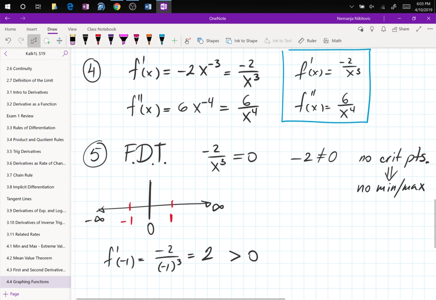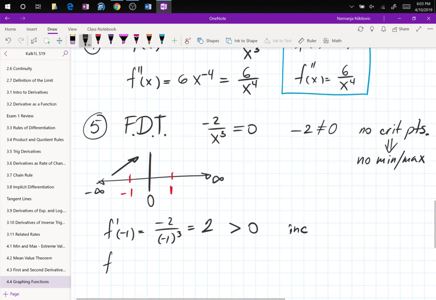And I have immediately increase, actually arrow up. I should put increase over here. There we go. Then I calculate the first derivative at 1, which is negative 2 over 1 cubed, which is negative 2, which is less than 0, which is decrease, and I put the arrow down.